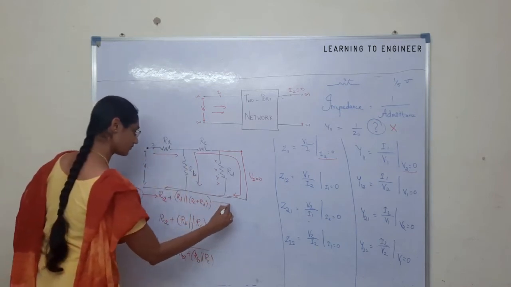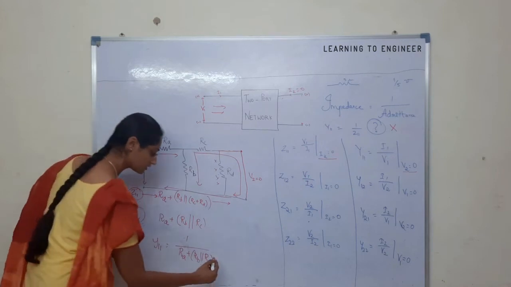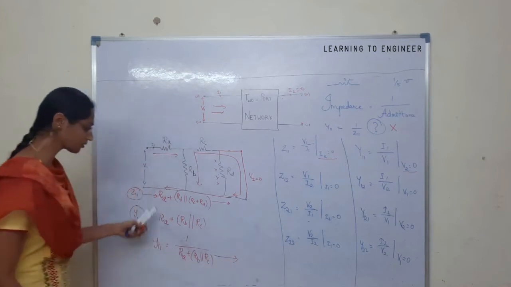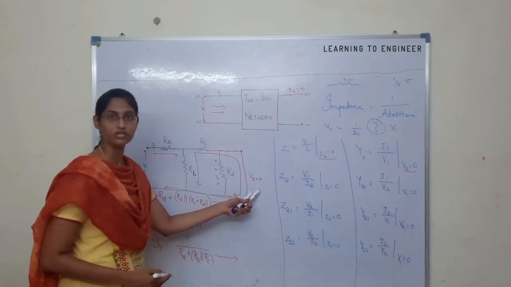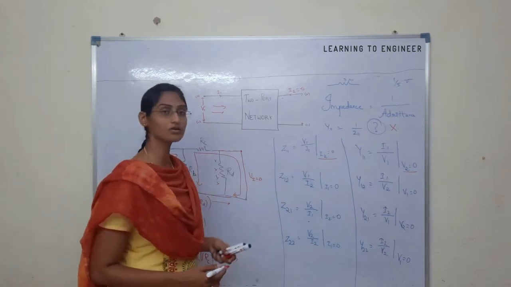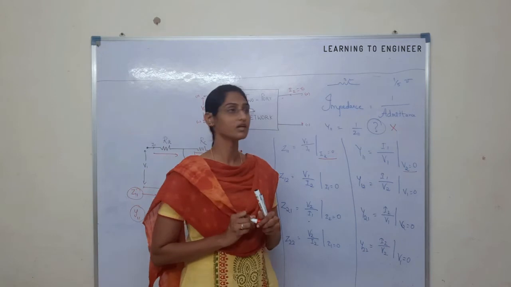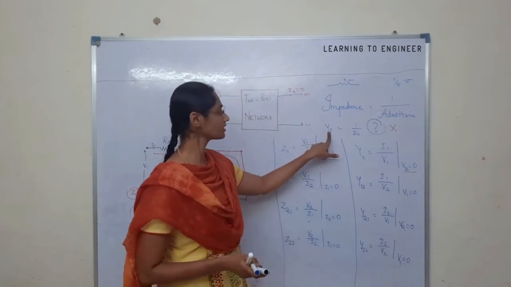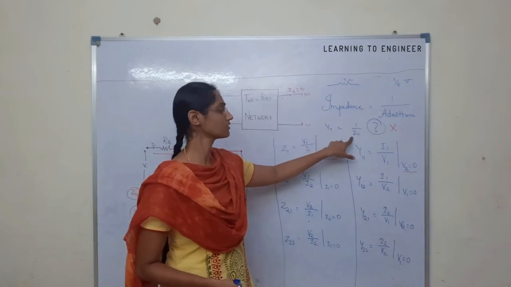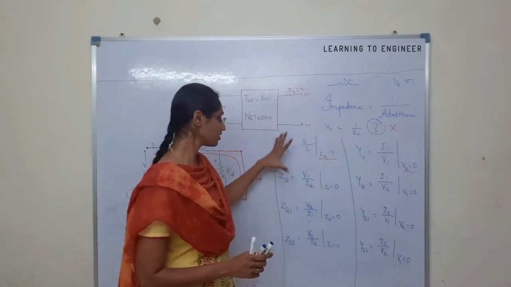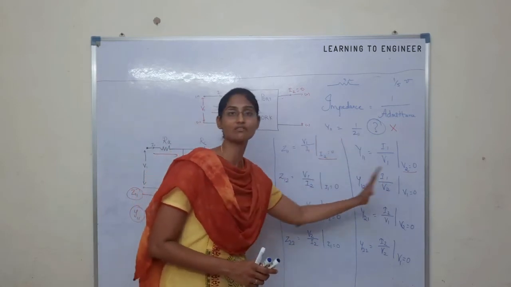Is this the same? This is what is Z11. This is what is Y11. Are both of them the same? No, because when I am short circuiting, the topology is different. When I am open circuiting, the topology is different. We cannot say that Y11 is the inverse of Z11, or Y22 is the inverse of Z22, and so on. Any of these parameters are not the respective inverses.